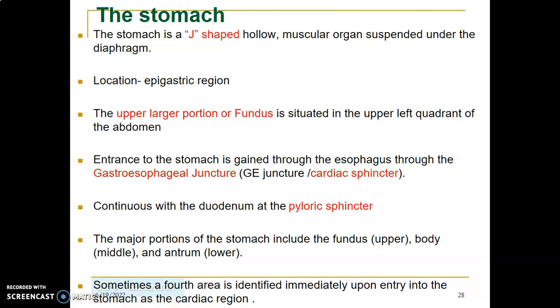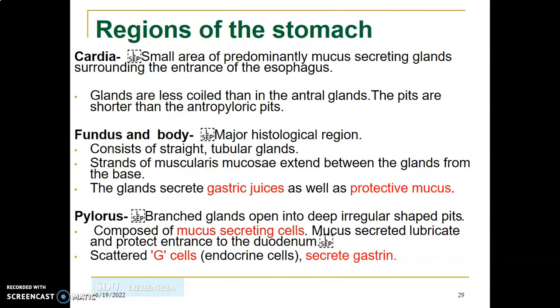So we have major parts of the stomach: the upper larger portion, which is the fundus. Then you get to the body and the lower portion, where you have the antrum. And some people introduce a fourth area that's at the entrance of the stomach, which is the cardia. So there's the cardia, the fundus, which is the upper portion, then the body, which is the middle, and the antrum, which is the lower portion.